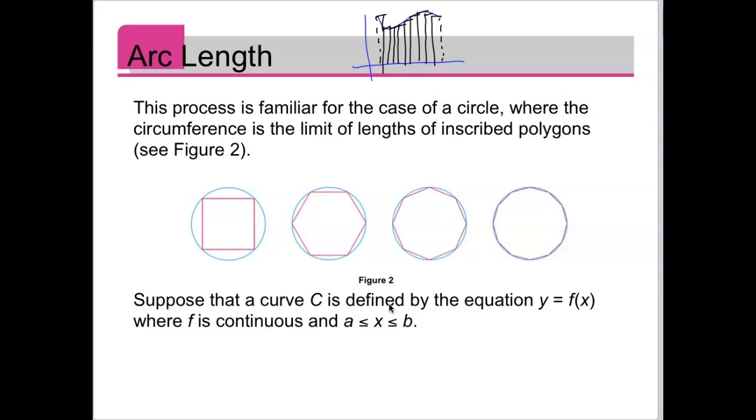We could find the length or the perimeter of this square pretty easily, right? We would just find the length of each side and add them up. Same for this hexagon. And notice that if we want to find the length of the circle, as we increase the number of sides, the polygon becomes a better and better approximation of the circle. This is like the basis of the book.